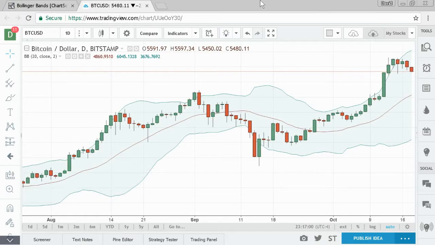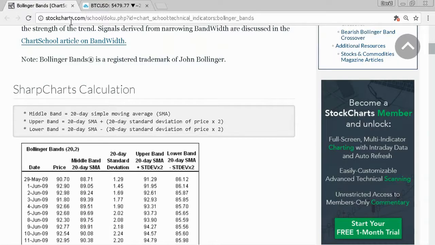Now, two websites that I like to use for free charting, at least they're free right now, are tradingview.com and stockcharts.com. Those are a couple of my favorites. Not the only ones out there, though.